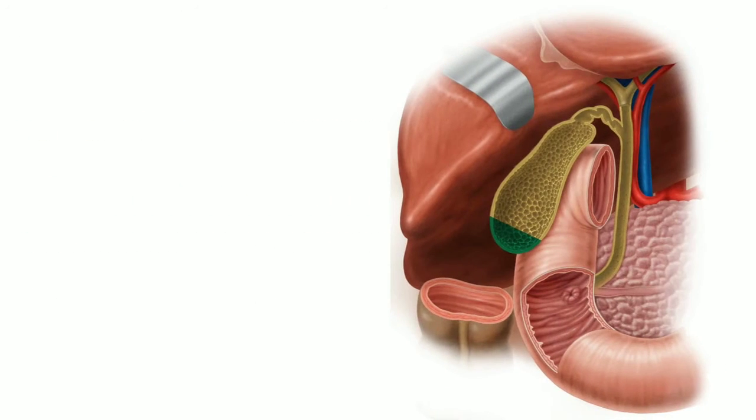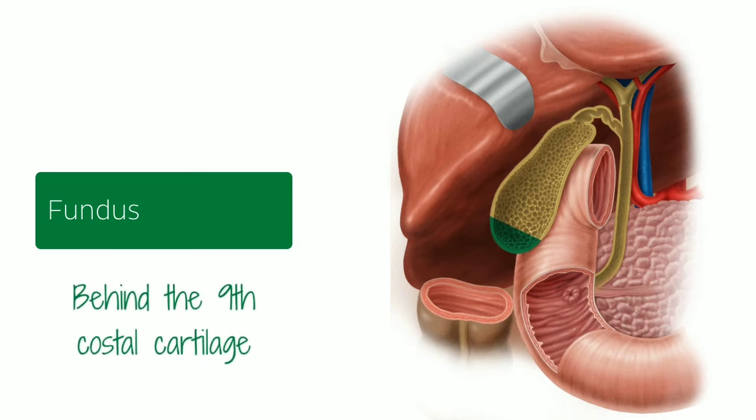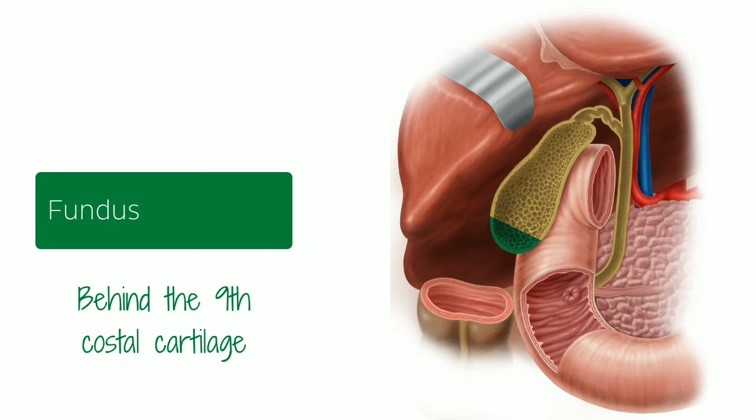Anatomically, the gallbladder can be divided into 4 different parts. The first part, which we can see here highlighted in green, is called the fundus. This part is usually located adjacent to the anterior abdominal wall, behind the 9th costal cartilage on the right-hand side of the body. Because this part may project from the inferior border of the liver, when there's a suspicion of an enlarged gallbladder on clinical examination, this is usually the location used for palpation.